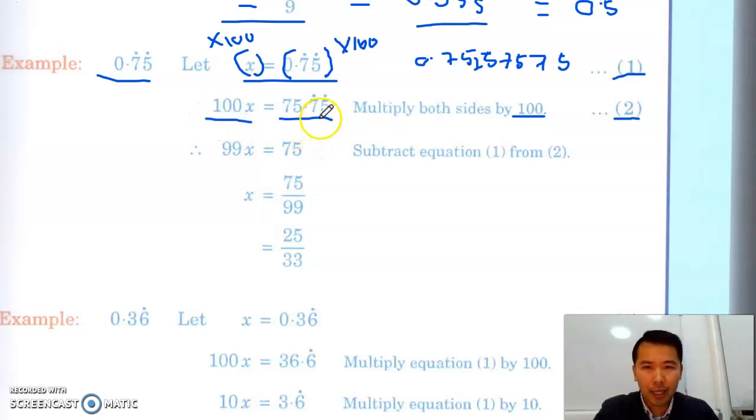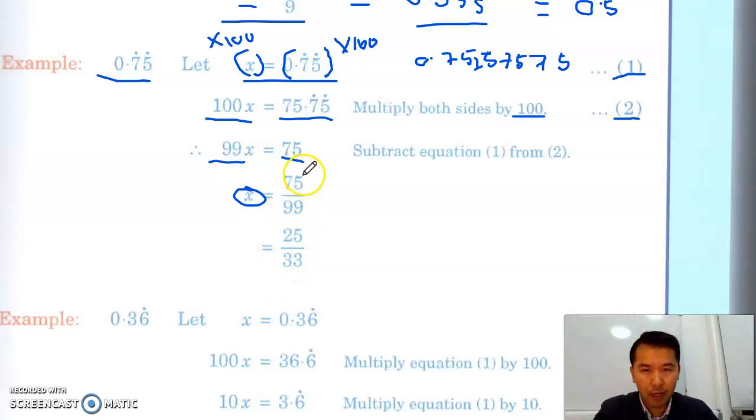And what you do is you take the new one, you minus the old one. So the new one is 100x minus the old one is 1x. You get 99x. The new one, 75.75 repeating minus 0.75 repeating, you get 75 left. And you're only interested in x. So you bring this over because the opposite of multiply is divide. So you put this here, and then you simplify it.